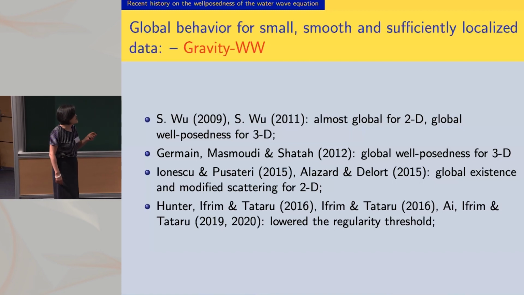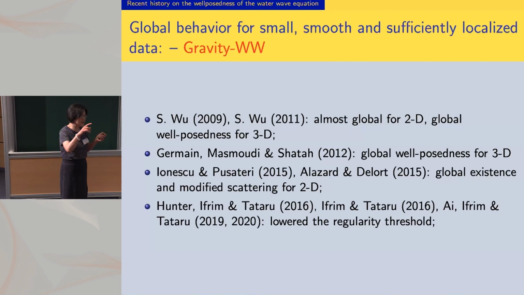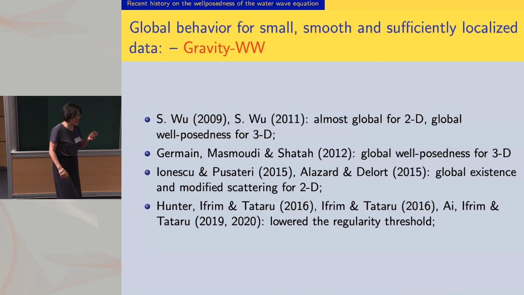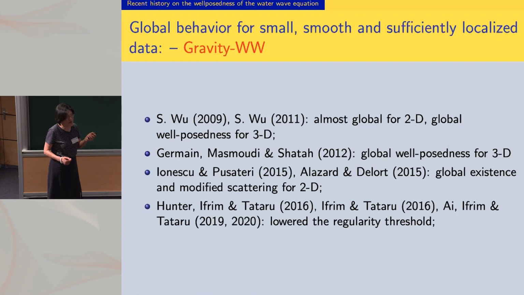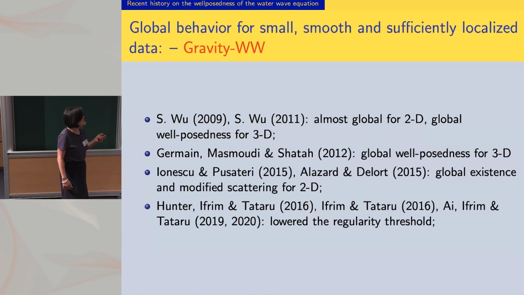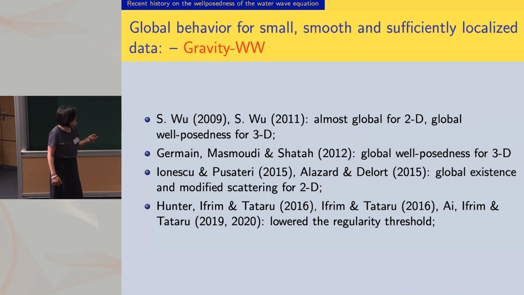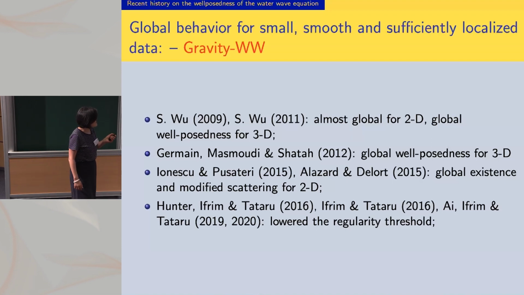So as in the 2D case, it's t to the minus 1/2. What we did was, if you don't do any further work, we can only show almost global existence, e to the 1/epsilon. Some further analysis in this work just proves, using modified scattering, that they can push the time to global. And Ifrim, Tataru, and their collaborators were able to lower the regularity threshold.